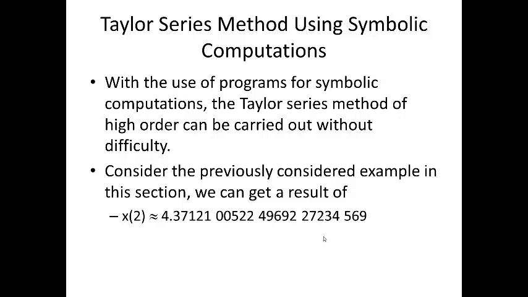the previously considered example we looked at in this section, the one with t cubed, x prime is equal to 1 plus x squared plus t cubed, we get a result of 4.37121105224969227234569569, which is pretty darn accurate.